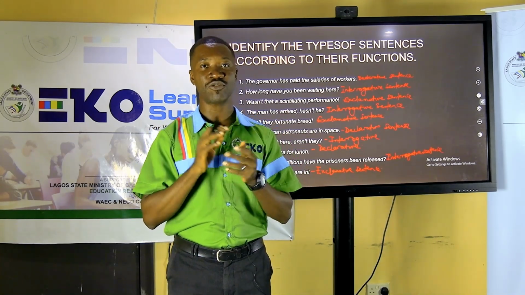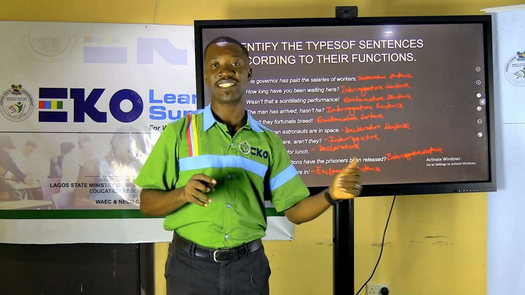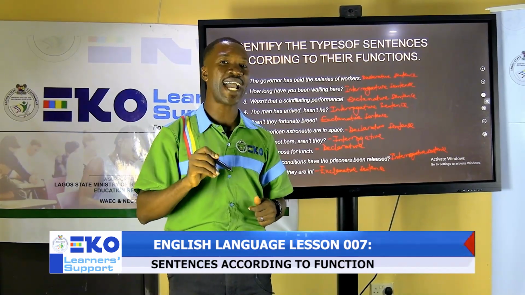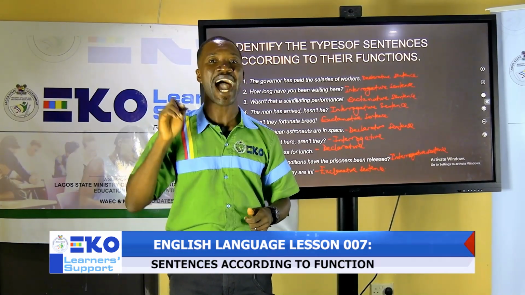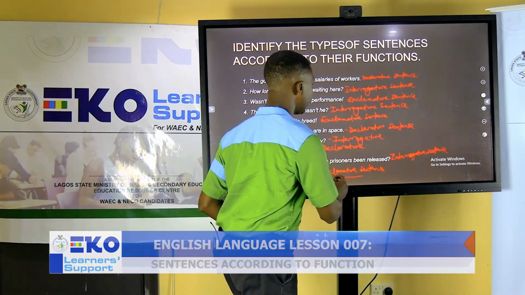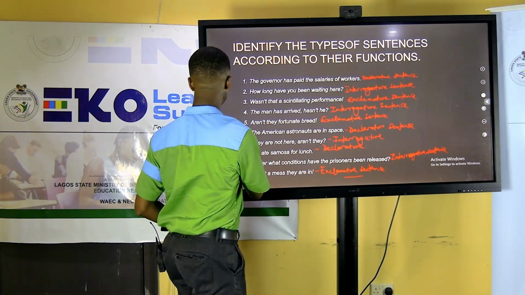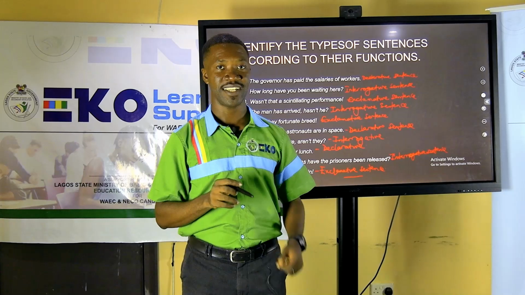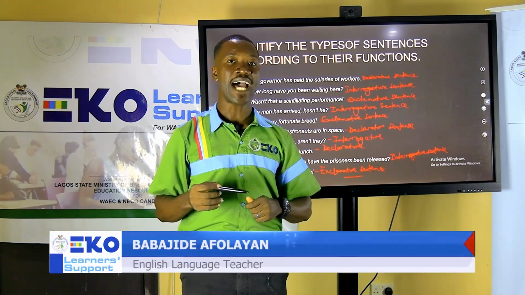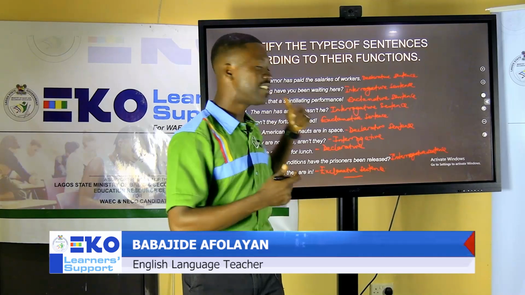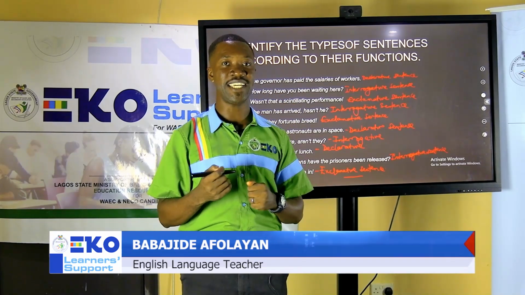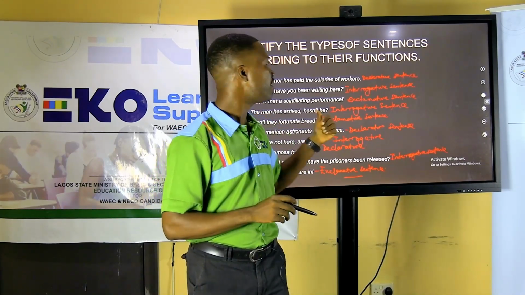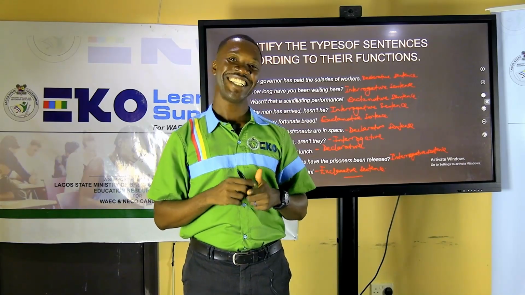When you start writing as students, most especially for our WAEC examination and NECO examination, it is important for you to be able to identify the types of sentences you are writing according to the functions they perform. We have come to the end of today's lesson. I hope you would go back and read more on this topic, and when you start writing your essays, you should be able to identify each of your sentences by the functions they are performing.